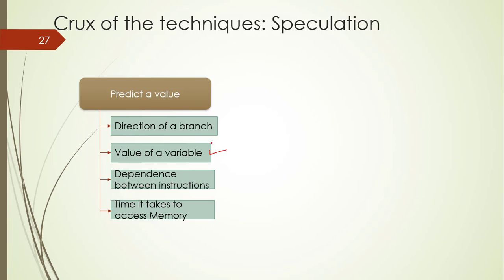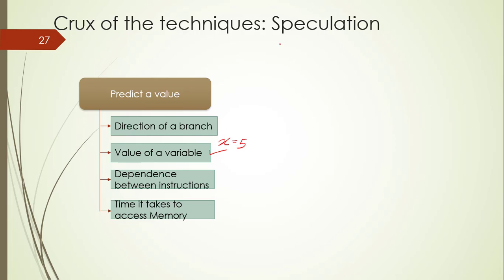Let me try to make a guess. Let's say that historically its value has been 5. So let me guess that its value is 5, and let me proceed with this. If I proceed with this, then what will happen is that I might be correct. If I am correct, I'll gain performance. If I am not, I'll have to redo most of the work.